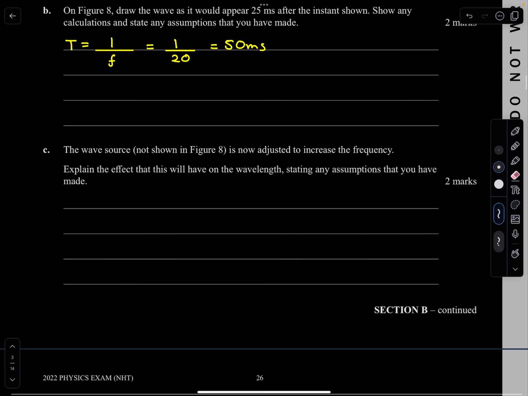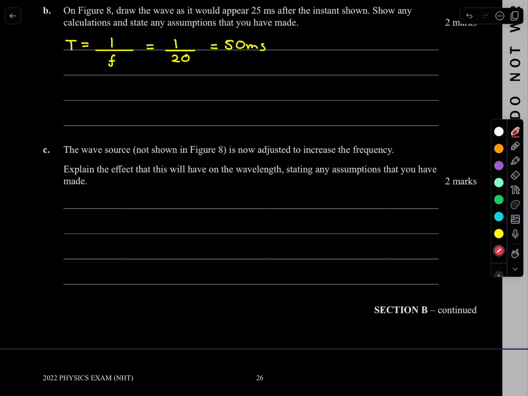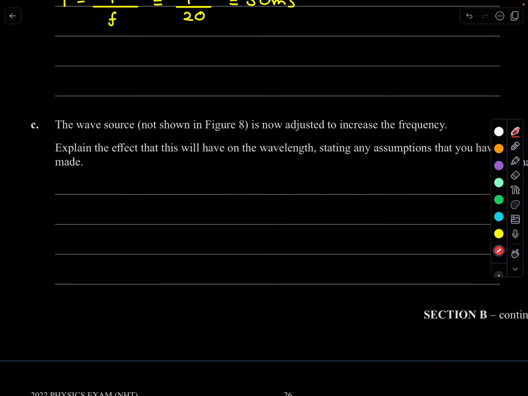Next question. C. The wave source not shown in figure A is now adjusted to increase frequency. Explain the effect that this will have on the wavelength, stating any assumptions that you have made. Now, you should know, if you increase frequency, your wavelength decreases. We can prove it with velocity: velocity is frequency times wavelength. Assuming the speed stays constant, which was 8.